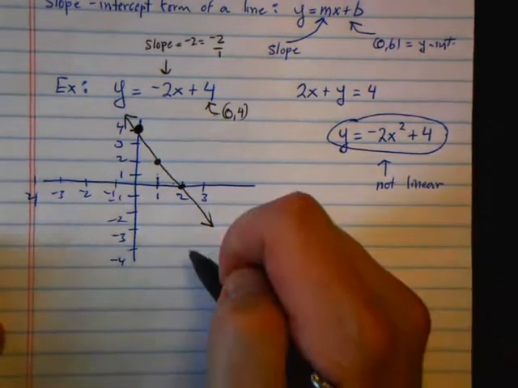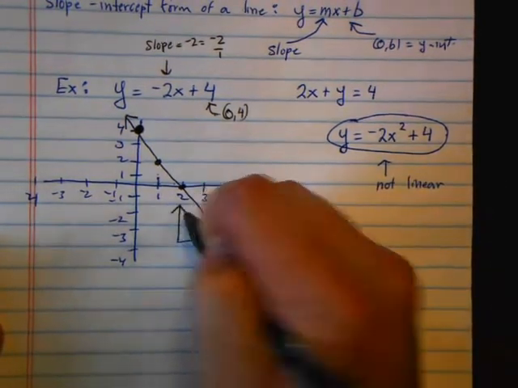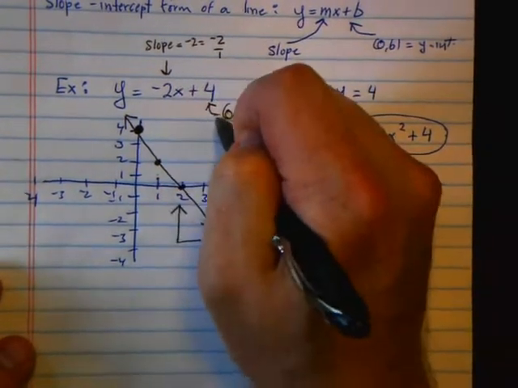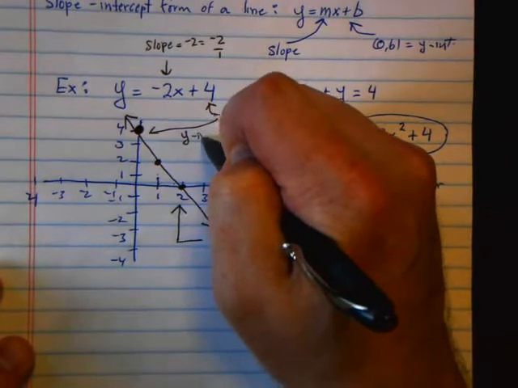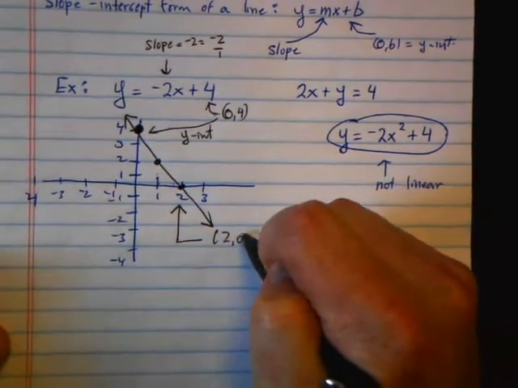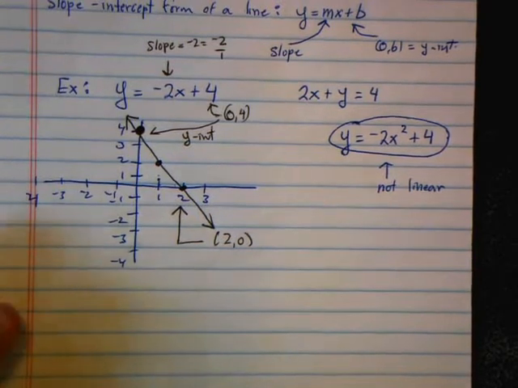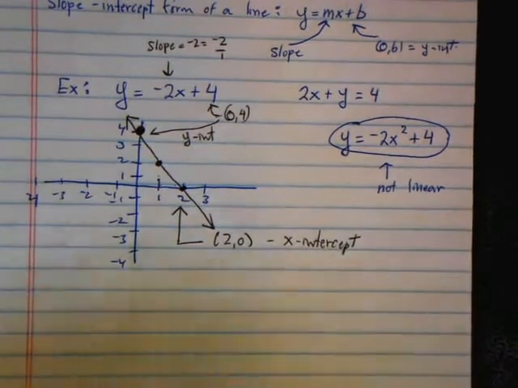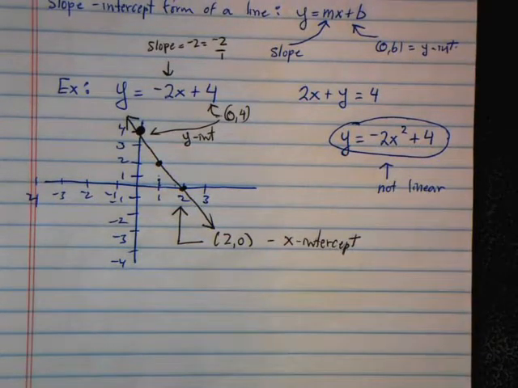Now, this point that we happened to find right here also happens to be a very important point. This one, this (0, 4), was our y-intercept. What's this point right here called? It's (2, 0). And what's the name for it? That's the x-intercept. And in this class, we will see later on that x and y intercepts are usually very important things. We'll talk about x and y intercepts a lot in this class. Questions on that?